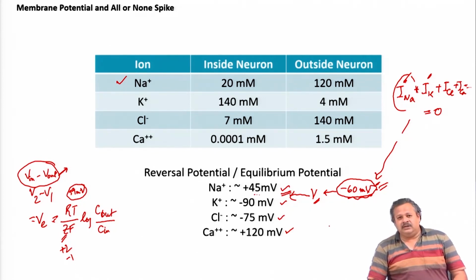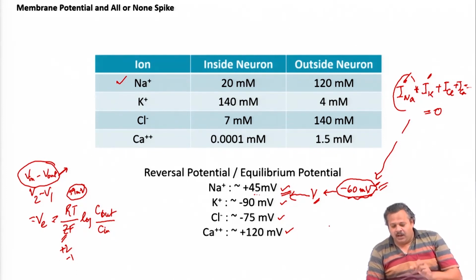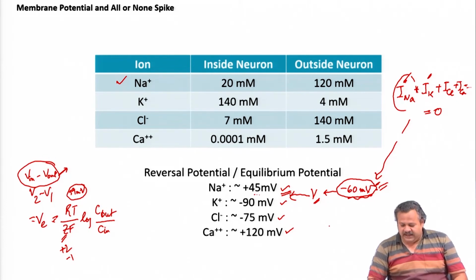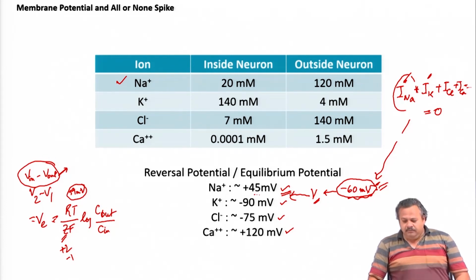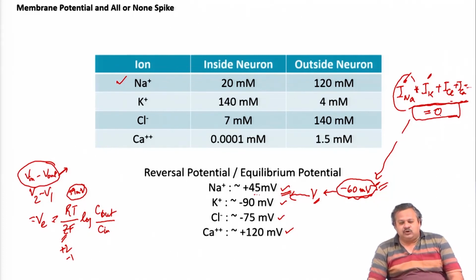Similarly, the chloride ions and the calcium ions all have very low membrane conductances at this potential, and it turns out that the voltage adjusts itself such that this net current flow turns out to be 0, and that is what we mean by the resting membrane potential.